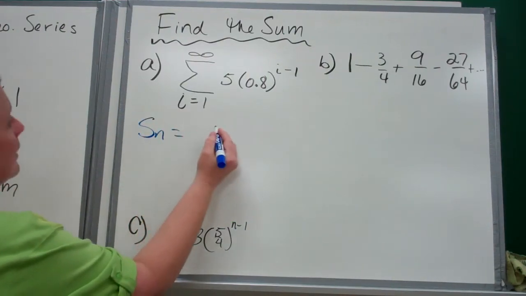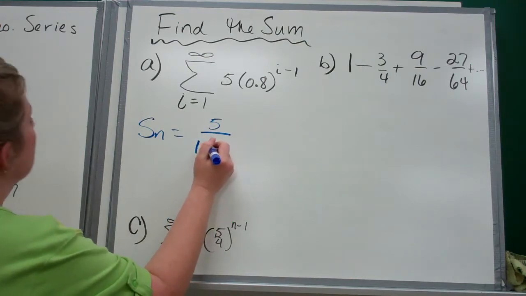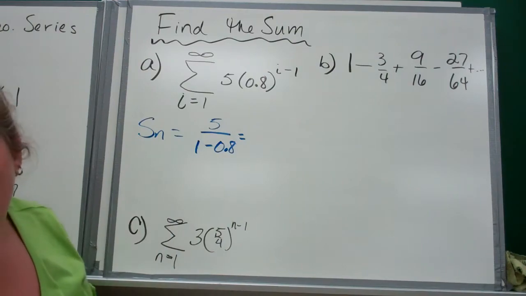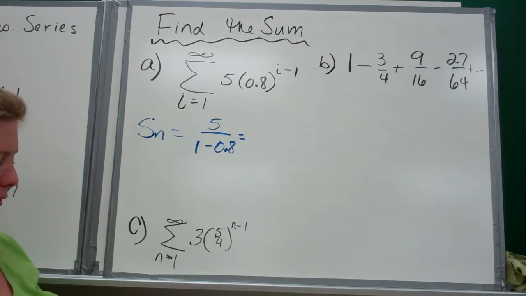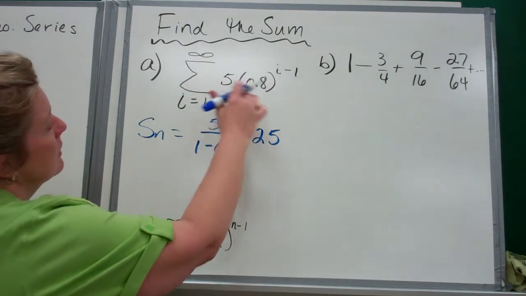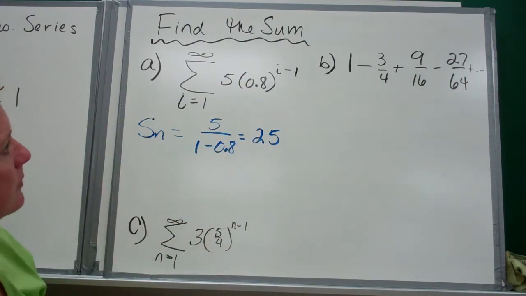S equals 5 over 1 minus 0.8. Then you just do the math on that. 5 divided by 0.2 is 25. So this series will approach 25.